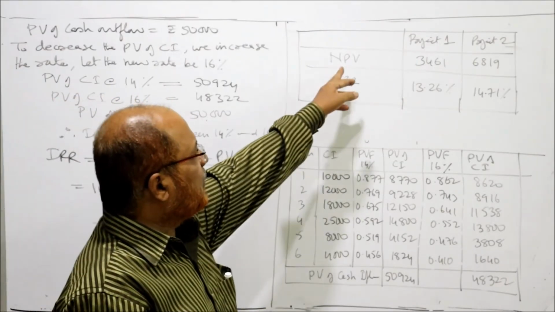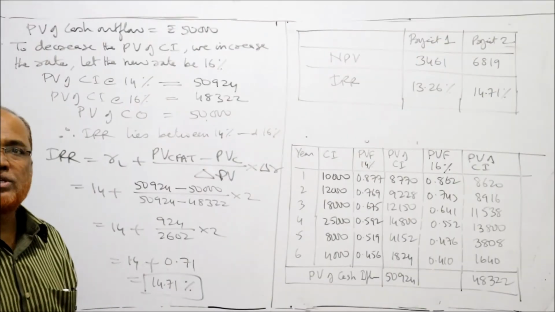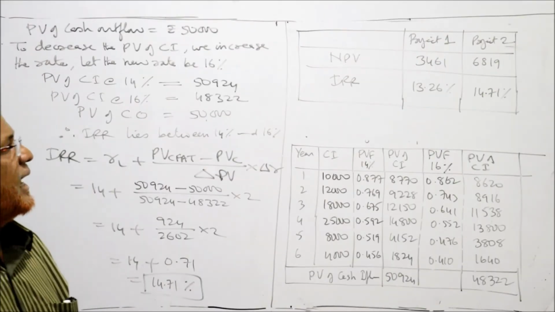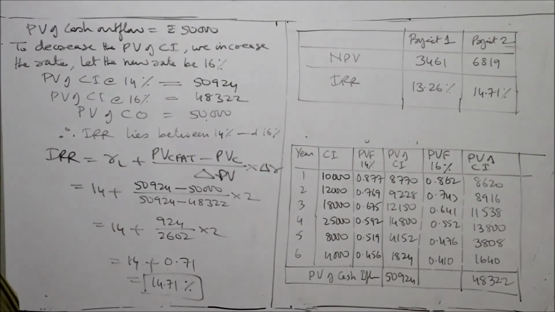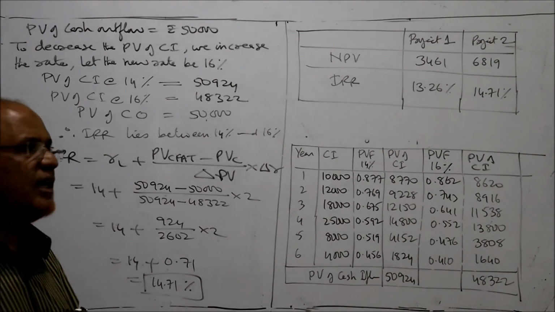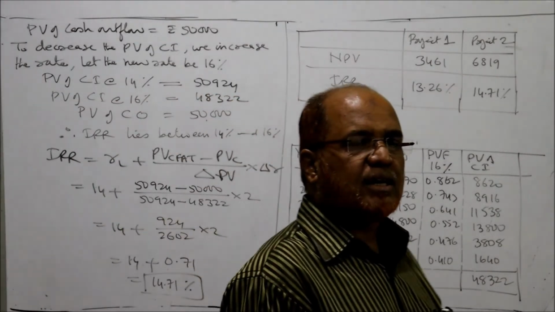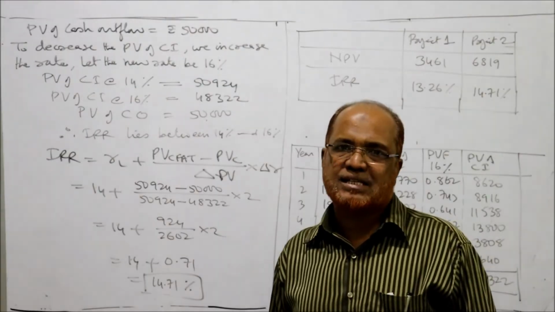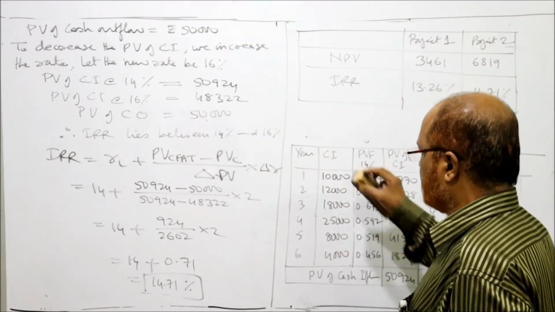NPV 3,461, 6,819. So project 2 is better because the NPV of project 2 is more. Similarly, IRR 13.26 and 14.71. So 14.71 is greater IRR. So from both the criteria, NPV and IRR, we suggest project 2 should be accepted.